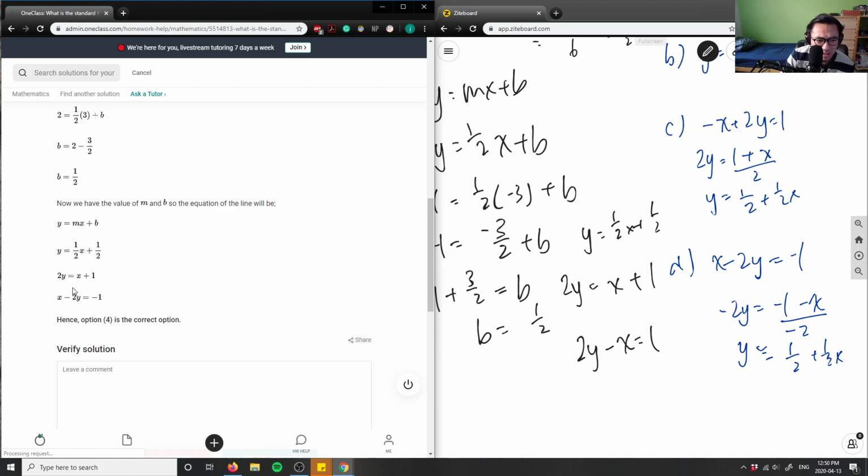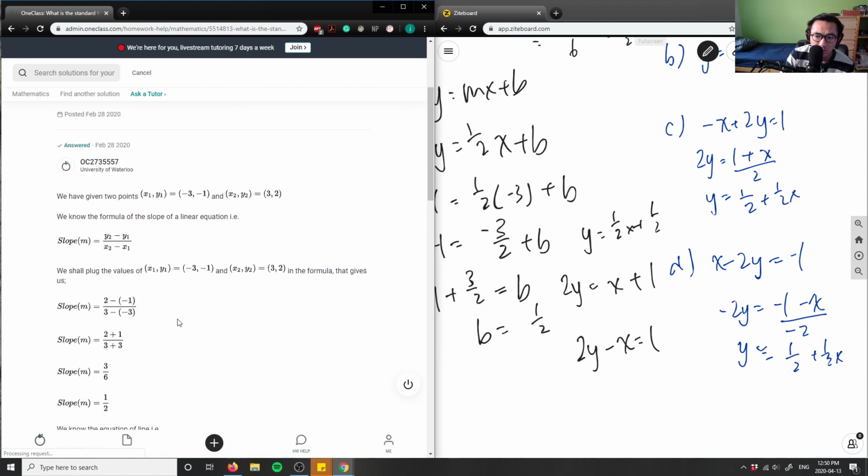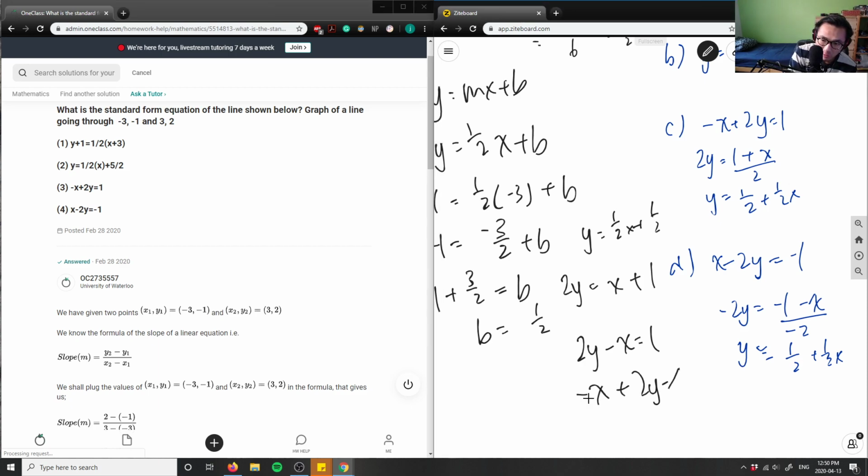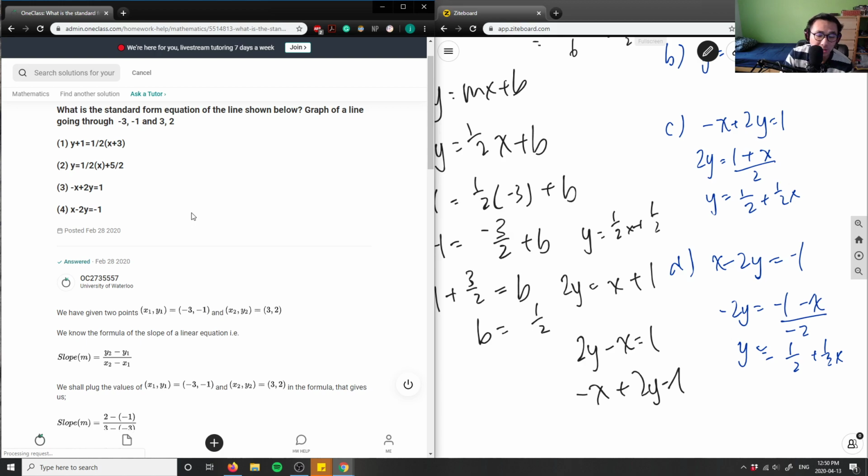If you bring x to the other side, you get 2y minus x, right? Equals 1. I don't know how this became -1 here. Unless they multiplied both sides by -2, you would get -1. But this was 1, right? This last part is not correct here. So with my math, this is 2y minus x equals 1, or you can rewrite this as -x plus 2y equals 1. So in this case, option 3 is correct for my equation here.